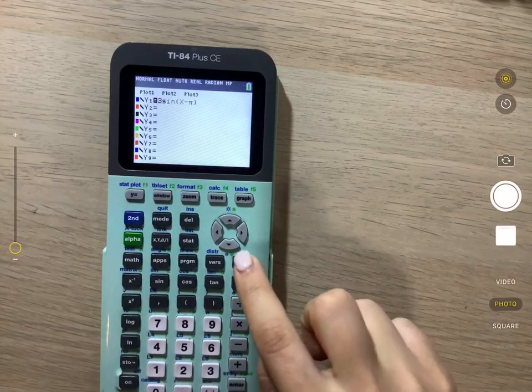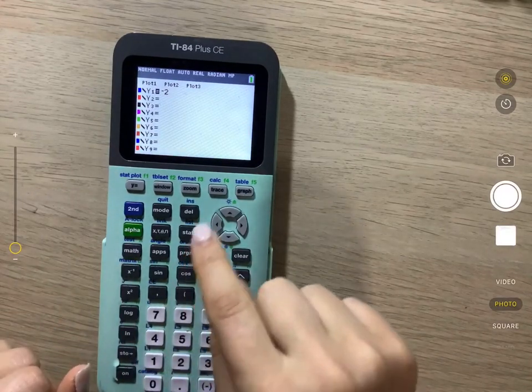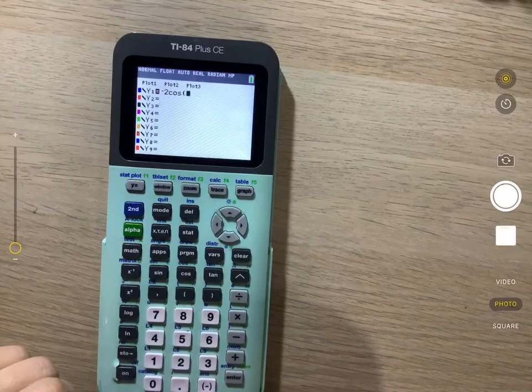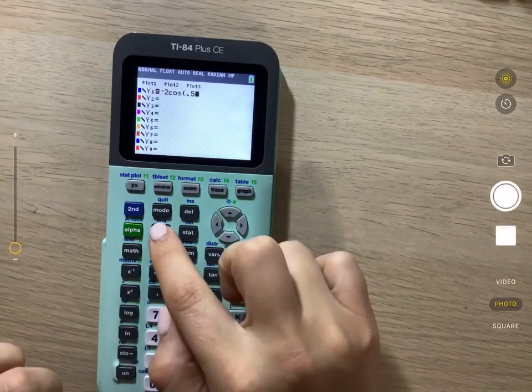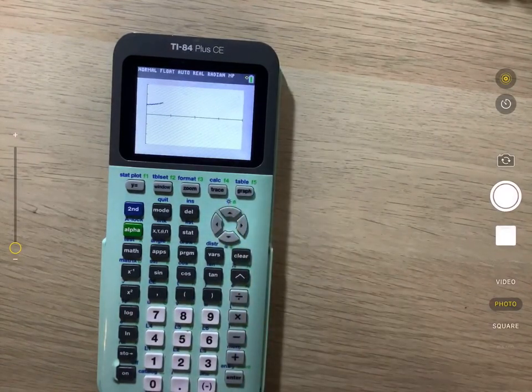So again, go back to your y equals. You're going to type in -2 cosine of 1/2 x, that's in parentheses, and then +3. If we hit graph, okay, now that doesn't really look like a piece of a sine or a cosine curve to me.